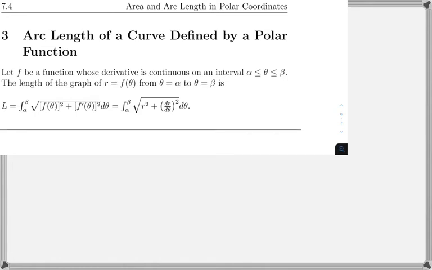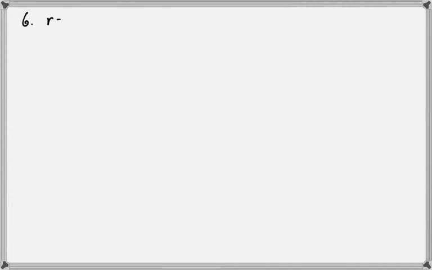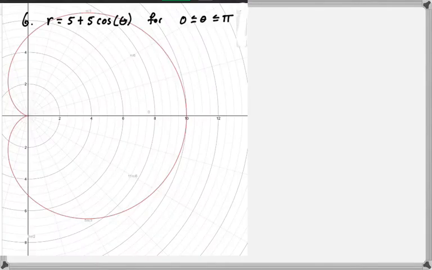So let's go ahead and look at an application here. We're going to find the arc length of 5 plus 5 cosine theta, that cardioid there, for theta between 0 and pi. I went ahead and provided a sketch of the cardioid here, and so we're finding the upper half of the cardioid, from 0 all the way to the dimple. If you want to find the arc length of the entire thing, just double it.